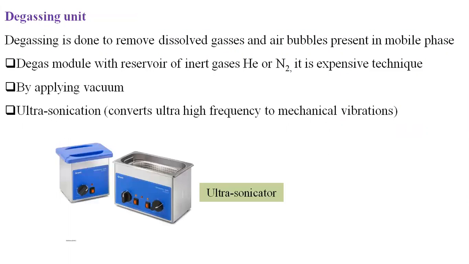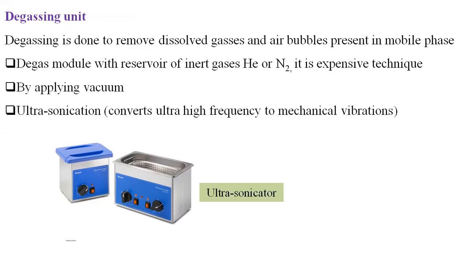Degassing units. Before we introduce our mobile phase into the HPLC system, we have to degas any dissolved gases or air bubbles. If they are not removed, they will pass along with the mobile phase towards the column, and the air bubbles will block or damage the column. So to avoid that, we have to remove the dissolved gases or air bubbles prior to introducing the mobile phase into the HPLC system.